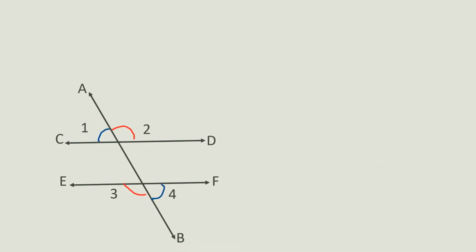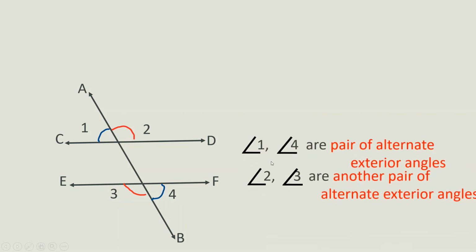Let's see some examples. Angle 1 and angle 4 are a pair of alternate exterior angles because they are outside the parallel lines but on the opposite side of the transversal line. Angle 2 and angle 3 are also a pair of alternate exterior angles because they're on the outside of the parallel lines but on opposite sides of the transversal line.